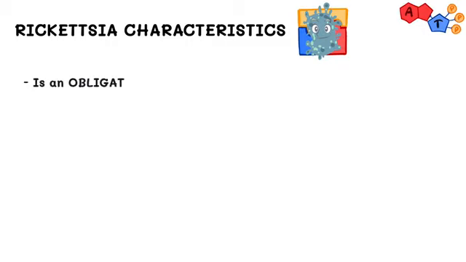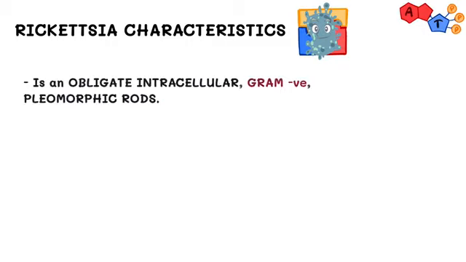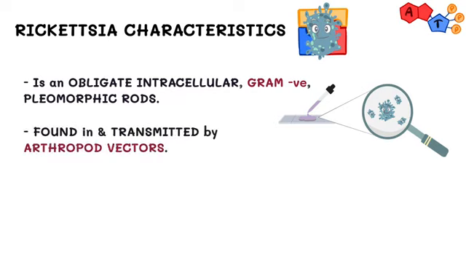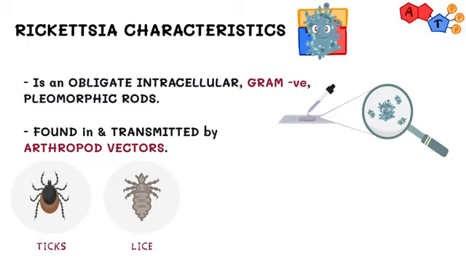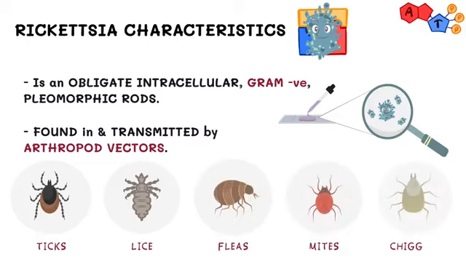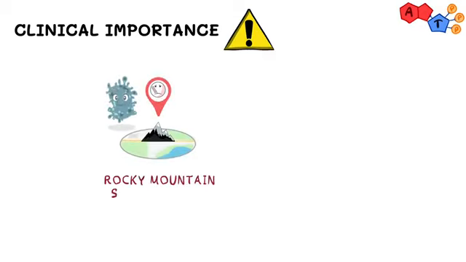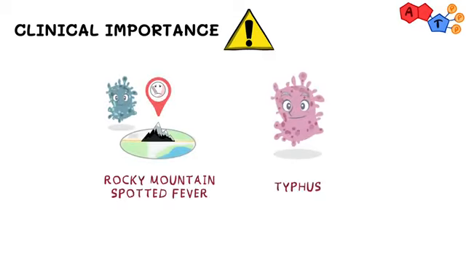Rickettsia is a diverse collection of obligately intracellular gram-negative pleomorphic rods that are found in and transmitted by arthropod vectors like ticks, lice, fleas, mites, chiggers, and mammals. Its survival depends on entry, growth, and replication within the cytoplasm of eukaryotic host cells. Rickettsia species are known to cause two common diseases, including Rocky Mountain spotted fever and typhus.